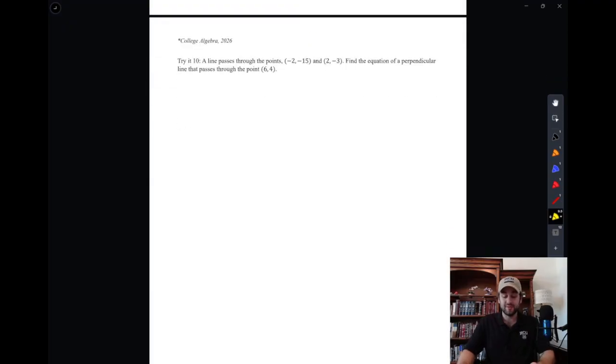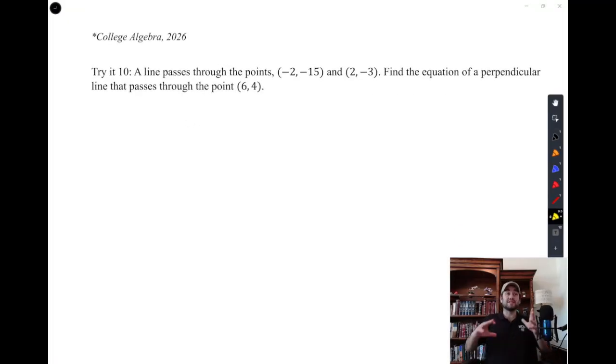So this try it 10, I'm going to do with you, even though it's pretty similar, because it wraps up the entire day into one big problem. So if you remember one thing from the entire day, it would be try it 10. So a line passes through these 2 points. Find the equation of a perpendicular, that's the harder of the two, line that passes through this new point.